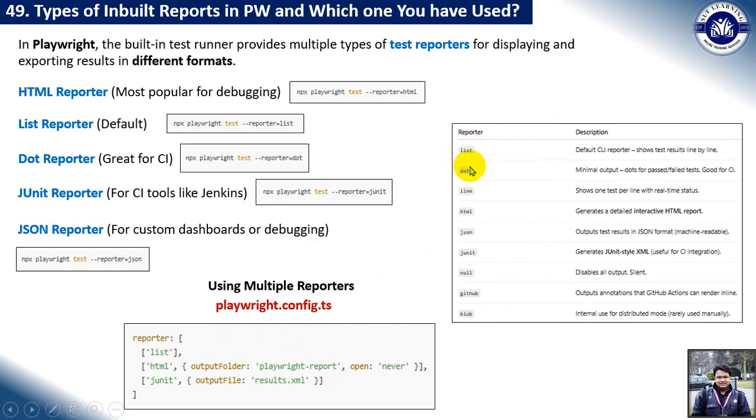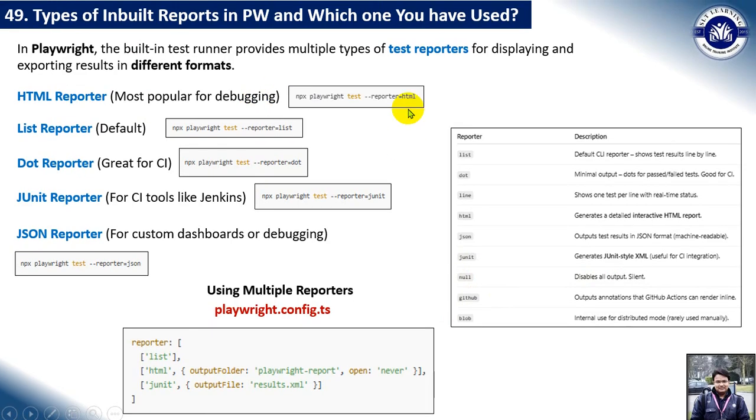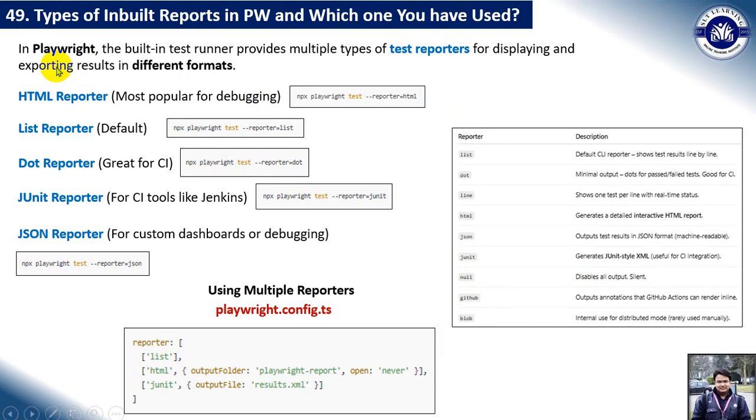Okay, so there are list, dot, line, HTML, JSON, JUnit, and null reporter, which will not generate any report. If you want, you can also generate the GitHub report or the blob report, so you can utilize these reporters in Playwright. The HTML report is the most popular for debugging. The list reporter is the default one, and it will give you the output line by line.